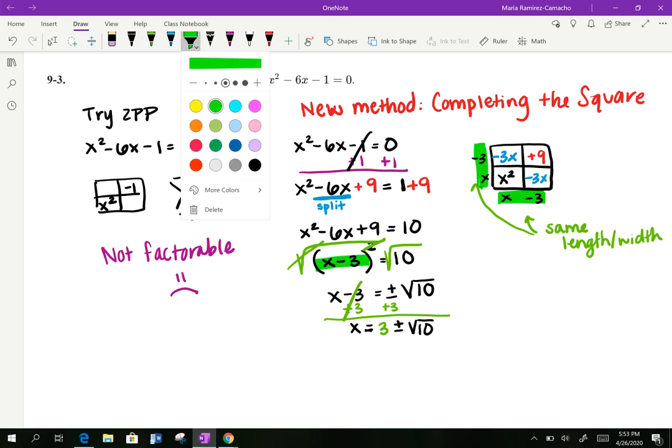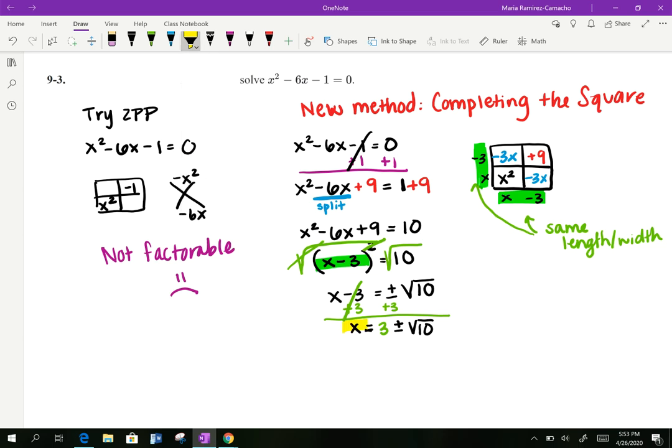But having our solution for x like this is our solution in exact form, okay? It's called exact form because we have the square root in here still. So if you're asked to solve in exact form, you're done. If you're asked to solve in approximate decimal form, you've got to simplify a little bit. You've actually got to find what the square root of 10 is. The square root of 10 is about 3.16.